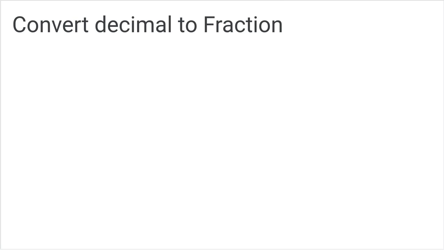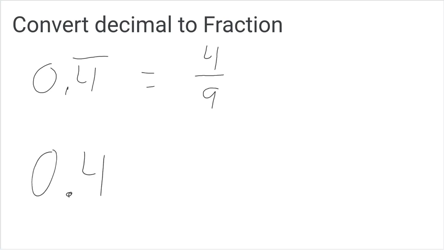Converting a decimal to a fraction, if it is repeating, we take the pattern and we put it over 9. If it stops and there's just a single number, we put that number, we match the number of zeros and then put a 1 in front and then reduce if we can.